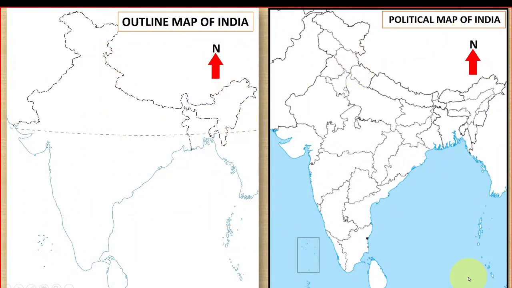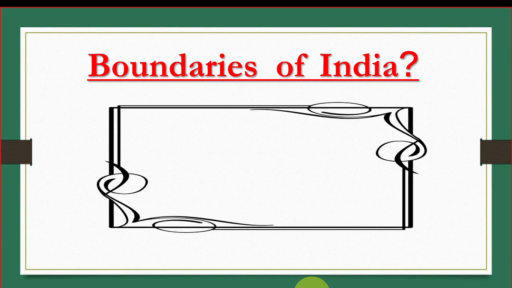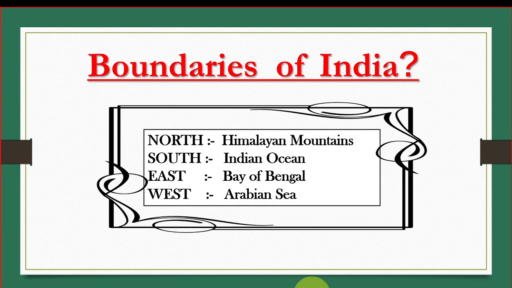This is the political map of India. In general examinations, you will get an outline map of India only. Boundaries of India: north, east, south, west are the four boundaries. North of India, we have the Himalaya mountains, and south, the Indian Ocean, and east, the Bay of Bengal, and on west, the Arabian Sea.